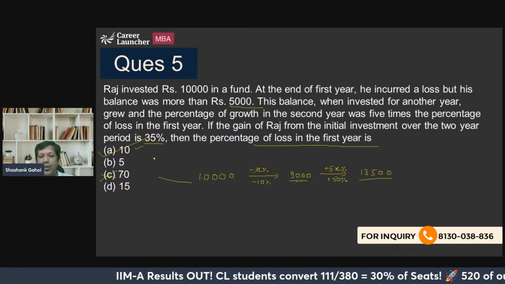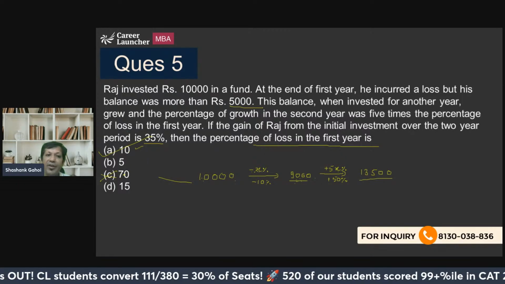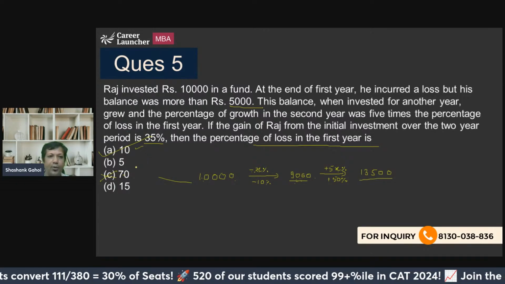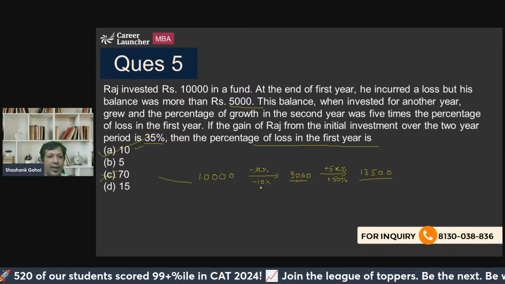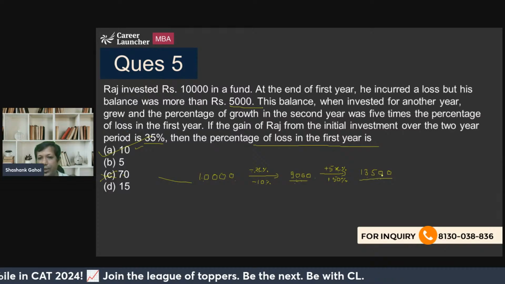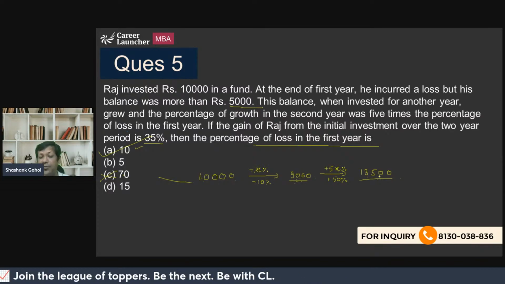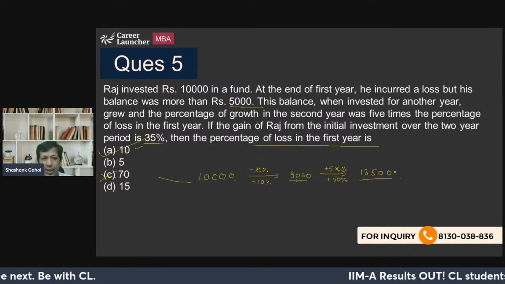Now, in this question, how many options you actually need to check? There is only one option you need to check. 70 is not a possible value, that we have already concluded. If I am using 10, let's say 10 is not the answer, and this value is, instead of 13,500, the value is, let's say, 16,000, right?